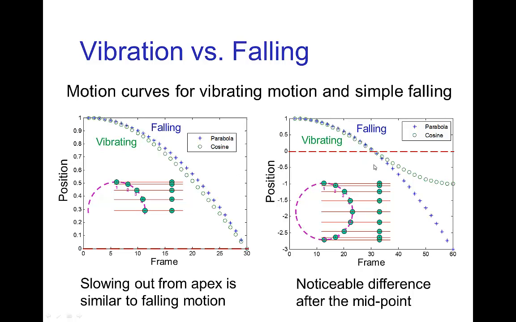Now, of course, it's much more different between the two curves after we pass through the middle position. The falling motion is a complete parabolic arc, but the vibration, after it passes through the middle position, has to slow down as it's slowing into the lowest position. And then from the lowest position, it's going to start rising back up. So this second half is an inverted duplicate of the first half.